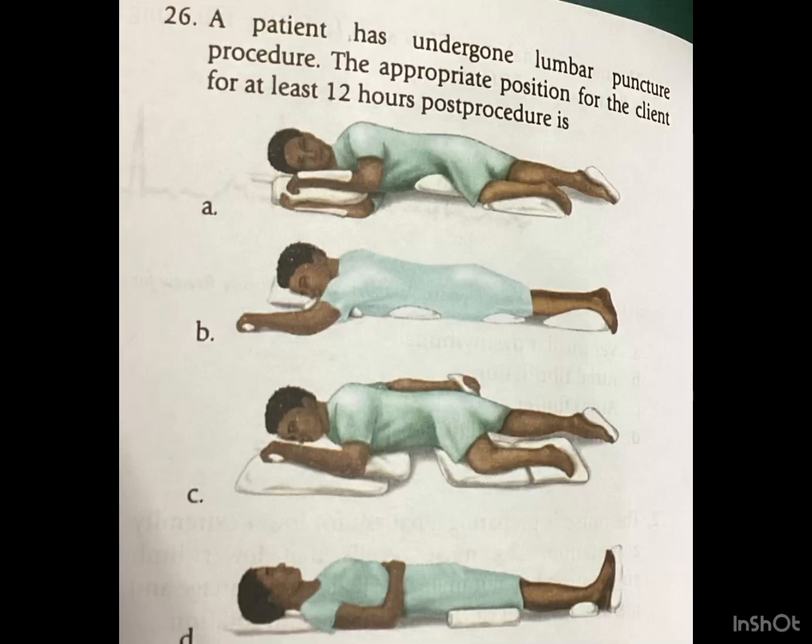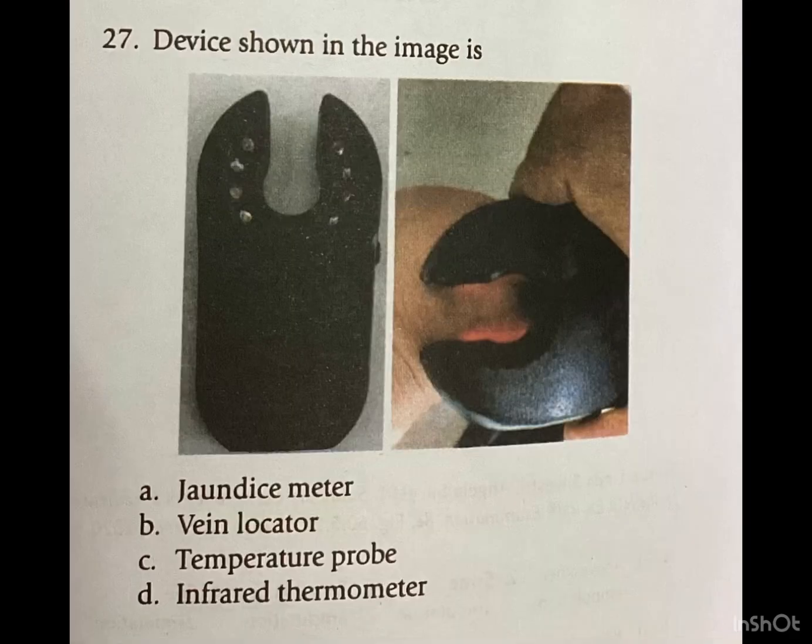A patient has undergone lumbar puncture procedure. The appropriate position for the client for at least 12 hours post procedure is option A, B, C, or D. Yes, the correct option is option number D, that is supine position. Now moving to the next question, question number 27. Device shown in the image is A, jaundice meter, B, vein locator, C, temperature probe, D, infrared thermometer. Yes, the correct option is vein locator, option B.